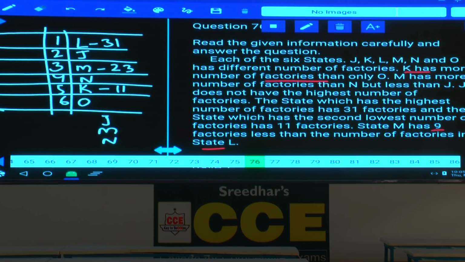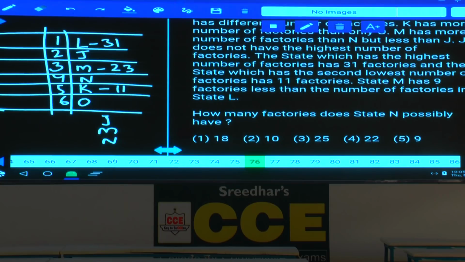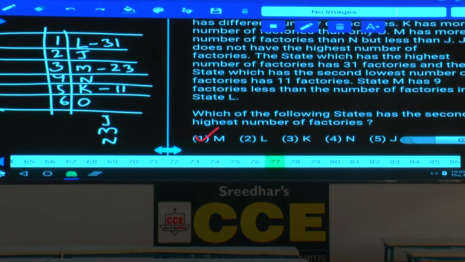Done with this? Then question number 76. How many factories does state N possibly have? N can have in between 11 and 23, that is 18, choice 1. Then question number 77. Which of the following states has the second highest number of factories? Second highest number of factories is J, choice 5.